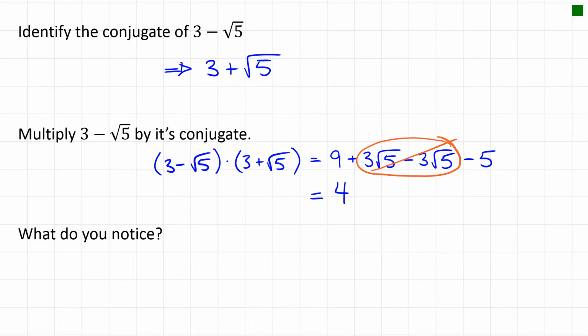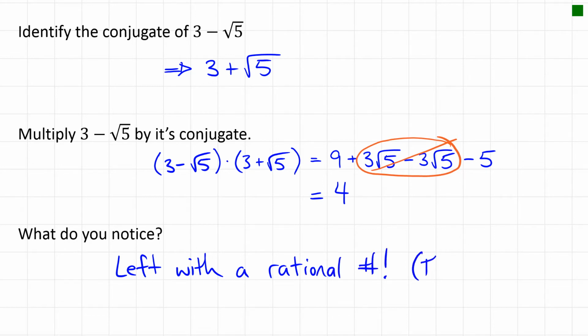So what did you notice? We are left with a rational number. The roots canceled. So this is why we're trying to identify and then multiply by a conjugate. Because if we have a two-term radical in the denominator, just by multiplying by the conjugate, we're going to be able to get rid of it in the denominator.